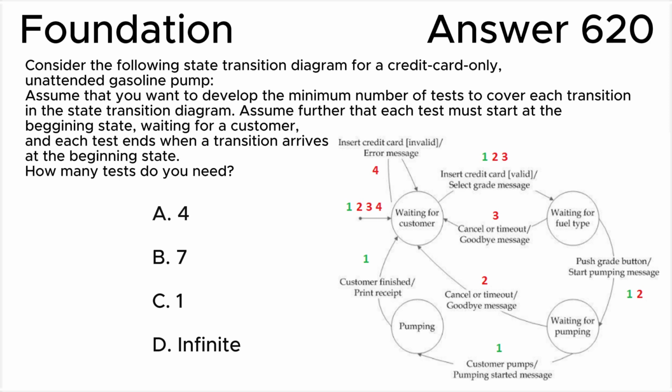While the order is immaterial, fewer than 4 tests fail to cover one of the transitions inbound to waiting for customer or violate the rules about where a test starts or ends. More than 4 tests include tests that retraverse already covered transitions. So, the correct answer is A, 4. And the answers B, C, D are incorrect.